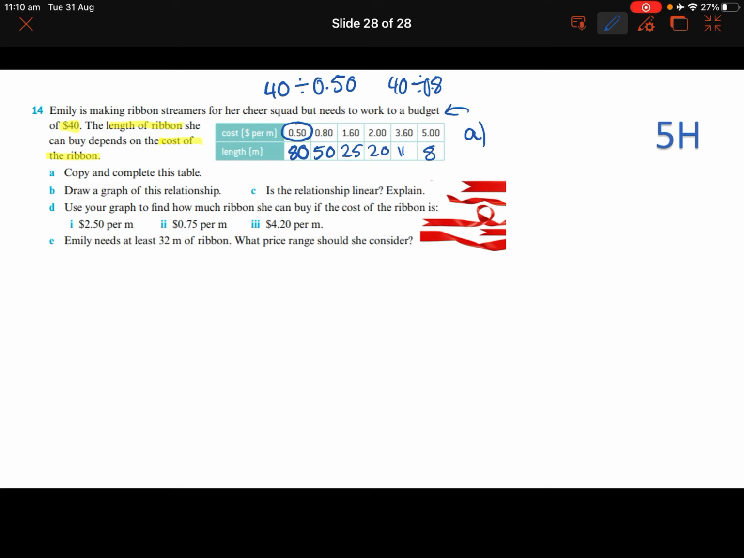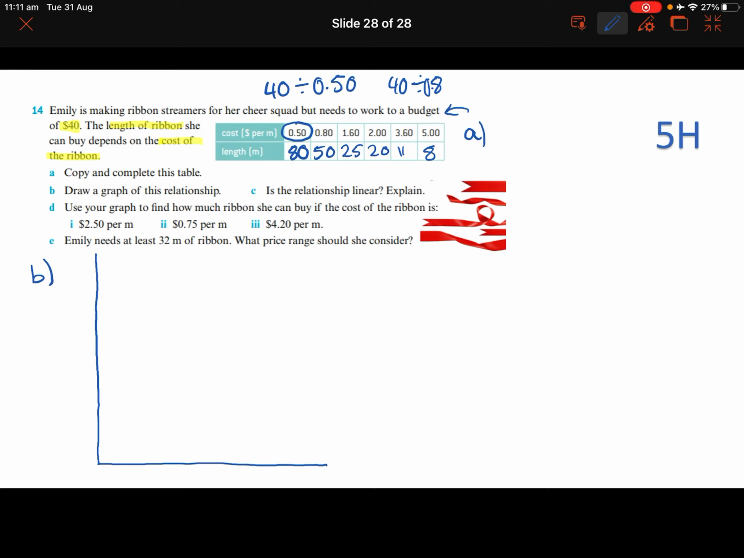B says draw a graph of this relationship. Drawing a graph is very important because you need to get the numbers accurate, or the scale accurate. I don't have a ruler, but I really implore you to use one as well. So I'm going to try my best. We're going to do a big graph like this.